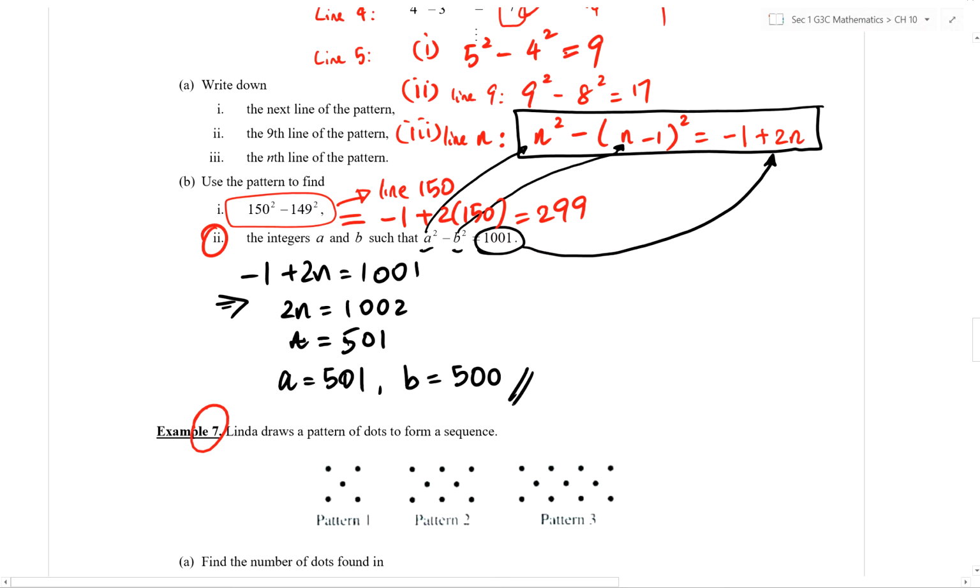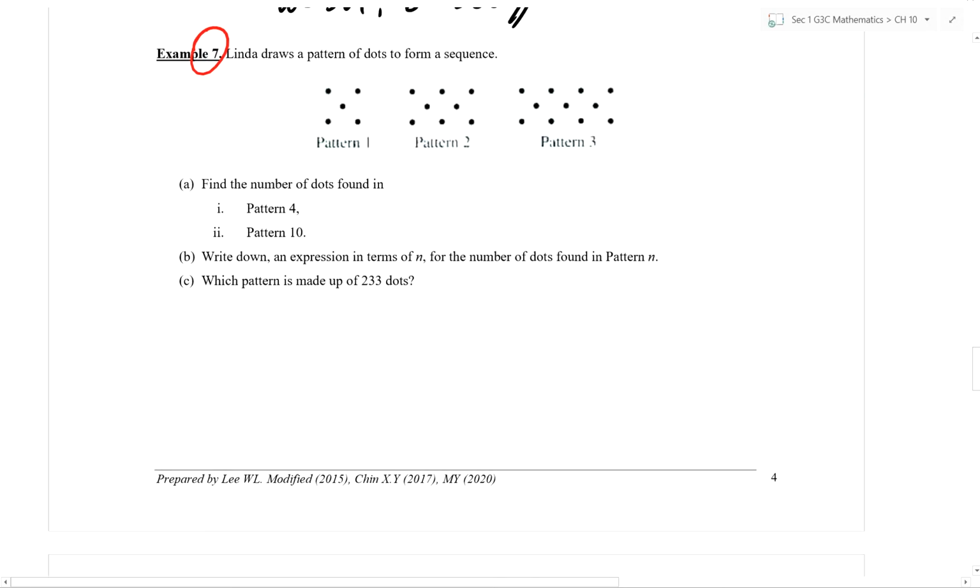Moving on to example number 7. In example number 7, we will see frequently patterns which involve diagrams like this. So in pattern 1, we see that there are 5 dots. So let's put the number of dots at the bottom. In pattern number 2, we see that it is made up of pattern 1 with the addition of 3 dots. So it is actually 5 plus 3, which is 8.